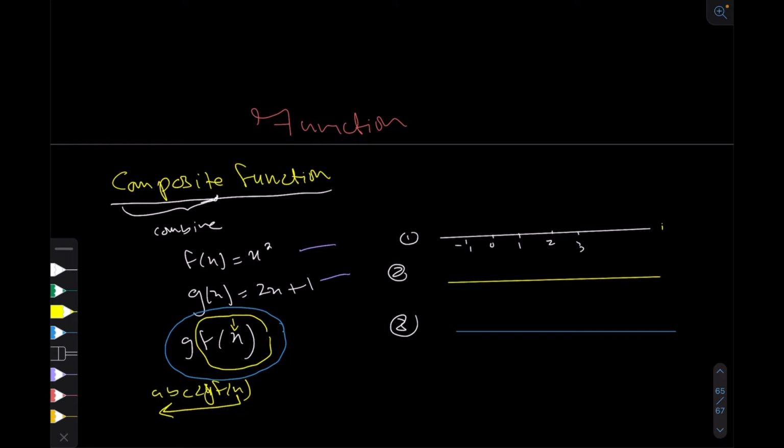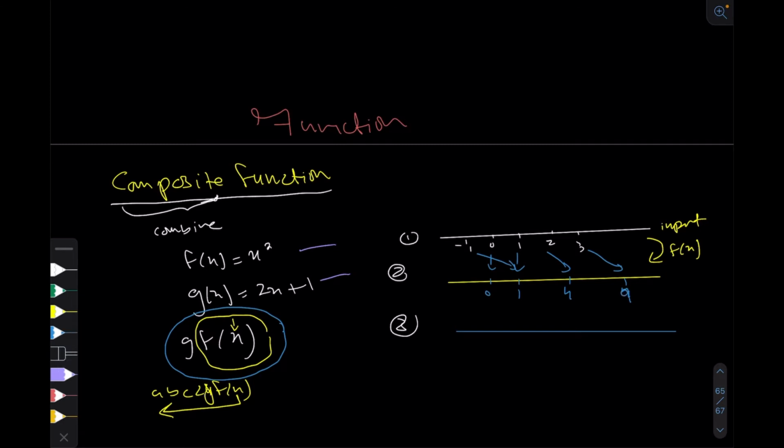So these are our inputs, let's say, and what's really happening to it is that first of all, it is going through the function f of x, right? So 0 goes to 0, right? We are squaring the numbers. 1 squared is 1, negative 1 squared is also 1. 2 squared is 4 somewhere there, and 3 squared is 9 somewhere there.